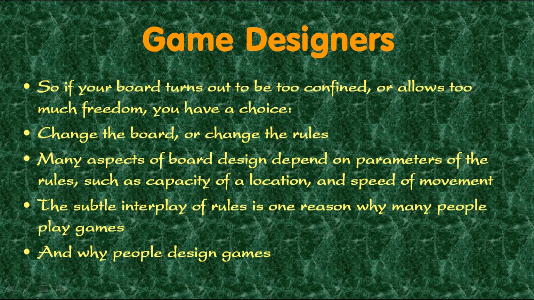Speed of movement is the other. If pieces can move very fast on a board, that makes the board smaller. If they're slow, that makes the board larger. In effect, it takes more turns to go from one side of the board to the other. Now, to me, the subtle interplay of rules is one reason why many people play games and why people design games. To see how one change affects the other. And that's one reason why variants of games are popular, because people want to try changes and see how that affects the game.